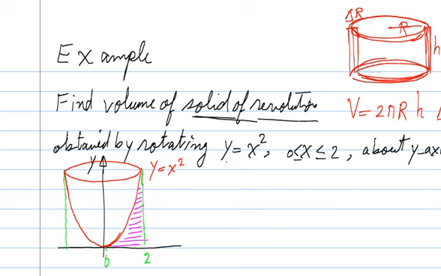Okay, we said we are turning y equal to x squared, where x is between 0 and 2, about the y-axis. We are taking this purple region and turning it around the y-axis, and we want to know what is the volume that is generated in this fashion.